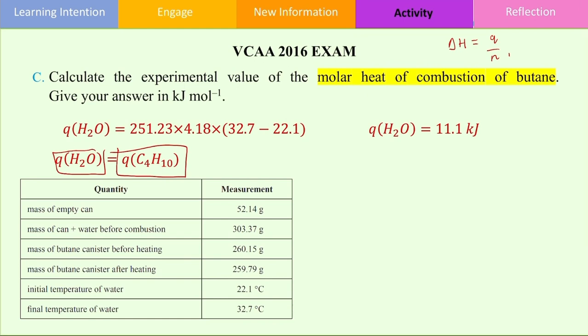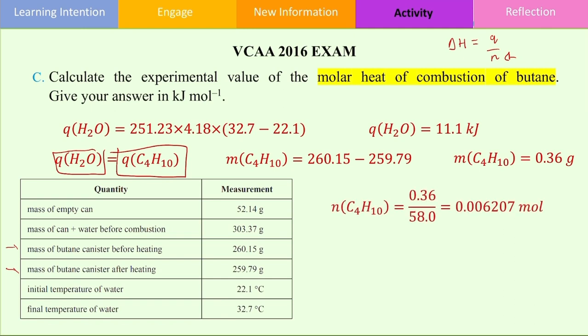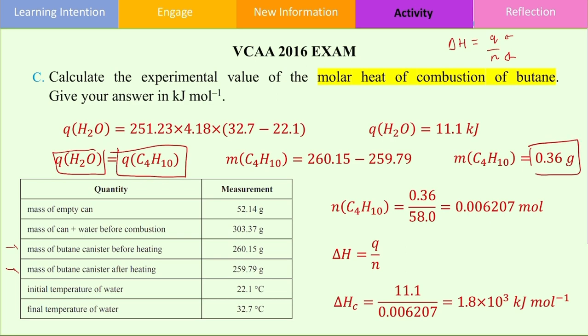So all we really need to do now is just calculate the number of moles of butane that has reacted. In this question over here, they have told us what the starting mass of butane is and the final mass of butane following combustion. So what we're going to do is subtract the difference between this to find out how much butane has reacted. That's equivalent to 0.36 grams. Then we're going to go mass divided by molar mass and simply then substitute the Q value along with our n value into the formula. And this will give us an answer of 1.8 times 10 to the power of 3 kilojoules per mole when corrected to 2 sig figs, as this over here is given in 2 sig figs.